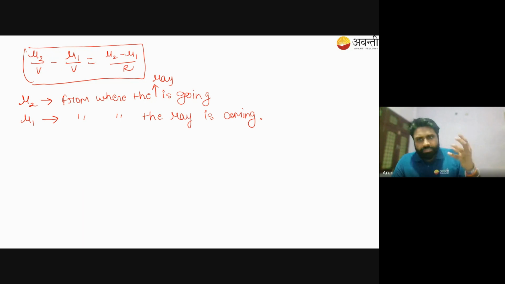And obviously, if you put some stress on this concept, from where can the ray come? The ray is coming from the object and going to the observer. So mu1 is nothing but the medium of the object.